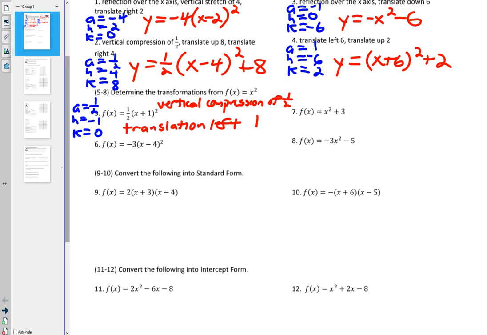Shobi, do number 6 for me. First give me a, h, and k, Shobi. Okay, that's a, good. Good? Yeah, h is 4, good. Okay. So what does that mean then? Right. Remember that horizontal starts with h. So when you have an h, that's 4, horizontal, left and right.